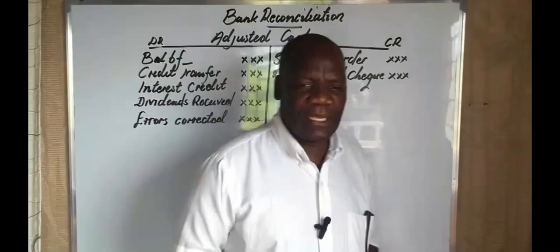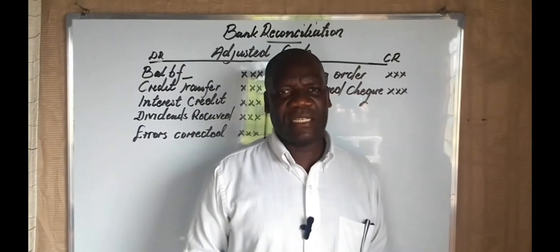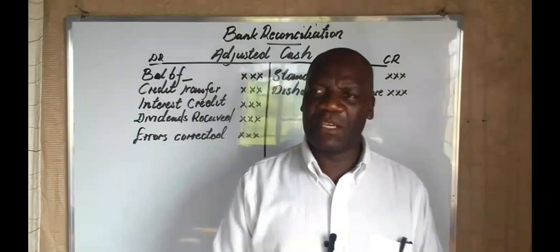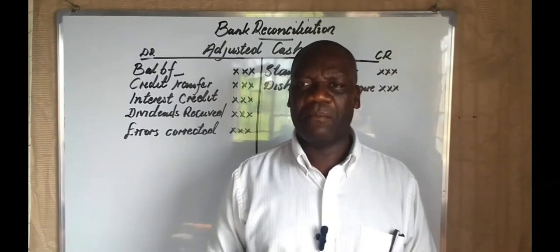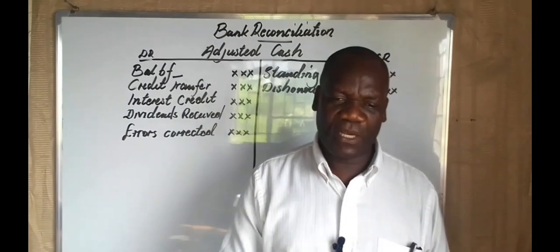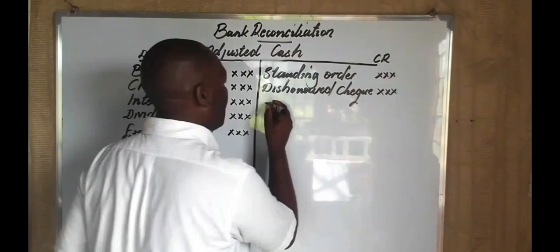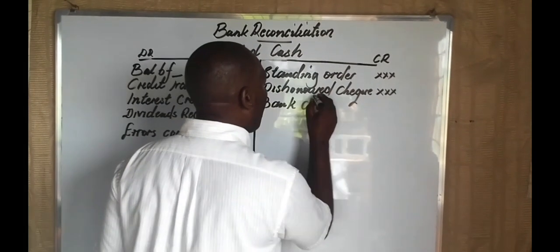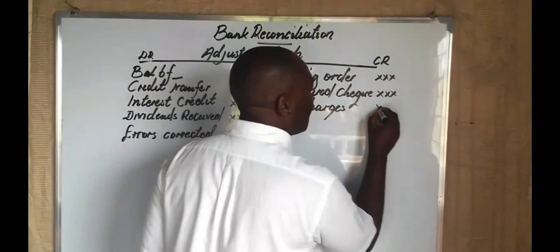Okay? Then the other item that you need to take care of, the bank charges. Because the bank charges, the bank will just charge you without informing you that the account has been debited by such an amount of money. You only see the bank charges when you get the bank statement. So the bank charges come this way, on the credit side of your cash book. The amount there.